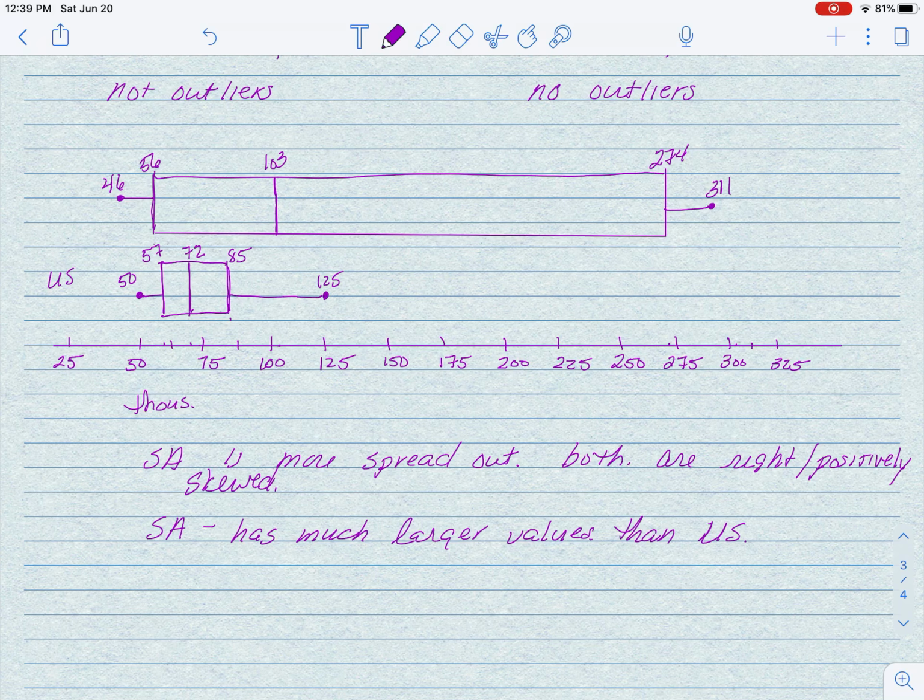Anyway, that's everything for this section. That is 3.4. That ends the chapter 3.